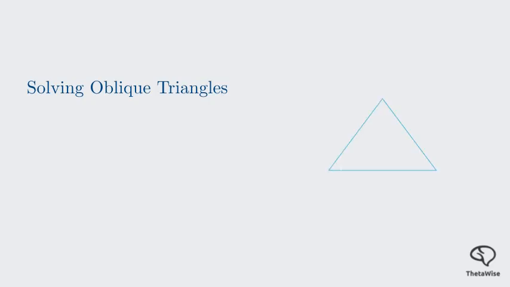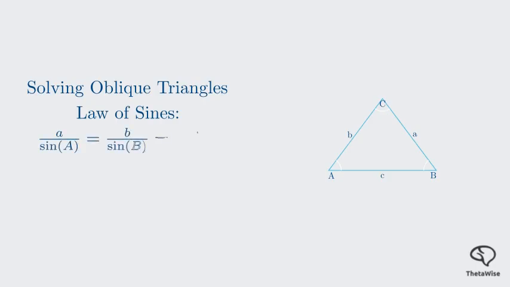Consider a triangle with angles A, B, and C, and the sides opposite them labeled a, b, and c respectively. The law of sines states that the ratio of a side to the sine of its opposite angle is constant for all three sides of the triangle. That is, a over sine A equals b over sine B equals c over sine C. We use the law of sines when we know a side and its opposite angle, and we want to find another side or angle. This is often called the angle-side-angle, ASA, or angle-angle-side, AAS case.